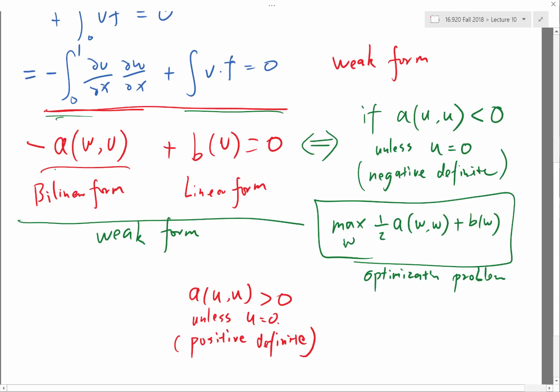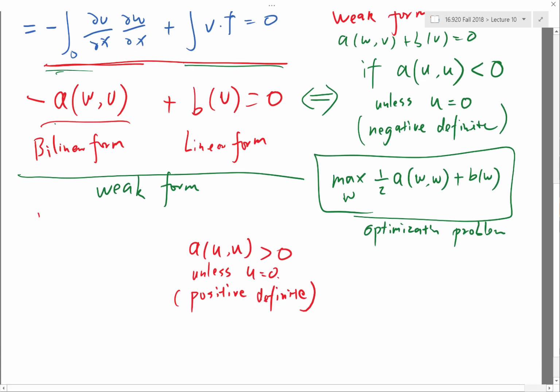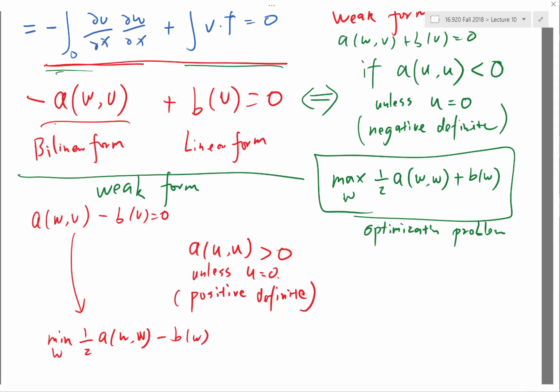So here we are saying, let me write a little bit clearer here. If you have a(u, v) plus b(v) equal to 0, that turns out to be a maximization problem. On the other hand, if you have a minus in a, you easily convert that into a(w, v) minus b(v) equal to 0. That turns out to be a minimization problem of half of a(w, w) minus b(w). So it depends on a being positive definite or negative definite.